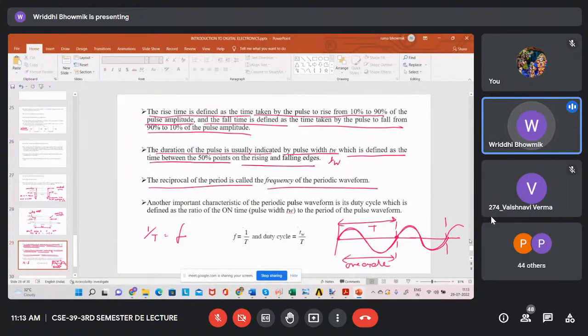And you know the sine, cosine, square pulse train, rectangular pulse train are all periodic in nature because they repeat themselves after every T seconds. Now, what is the duty cycle? Duty cycle is also very simple.